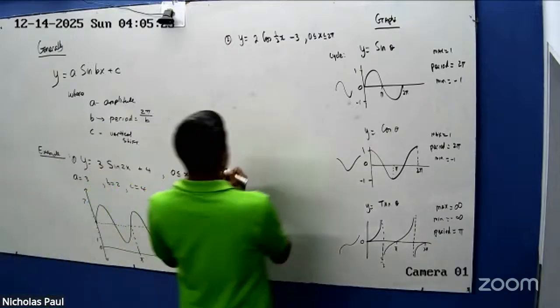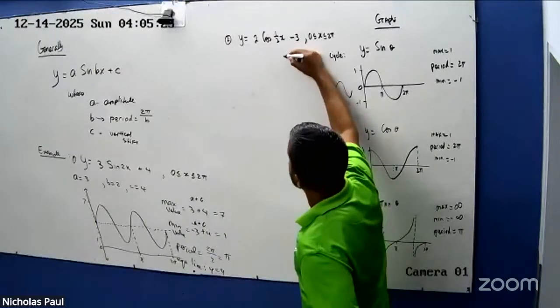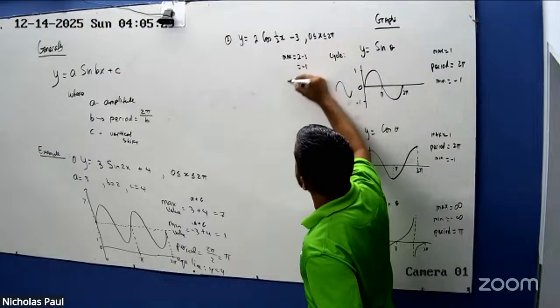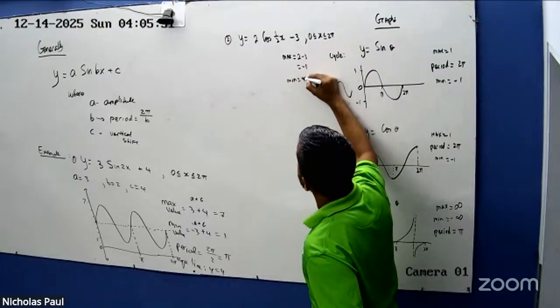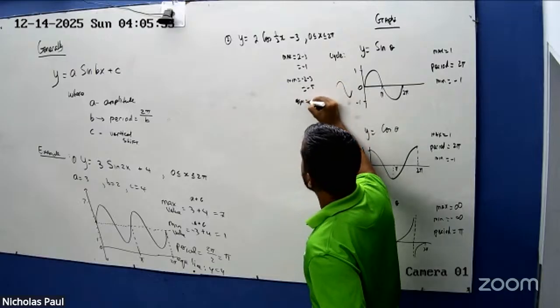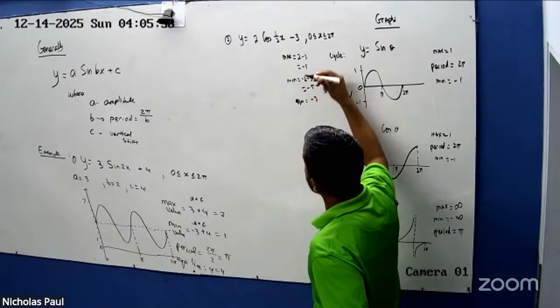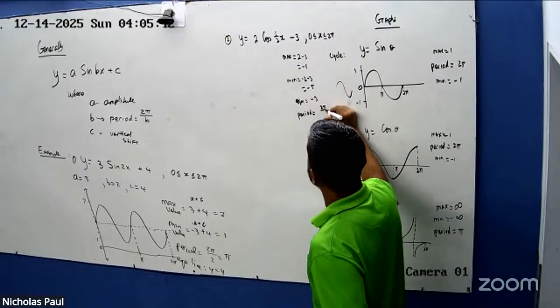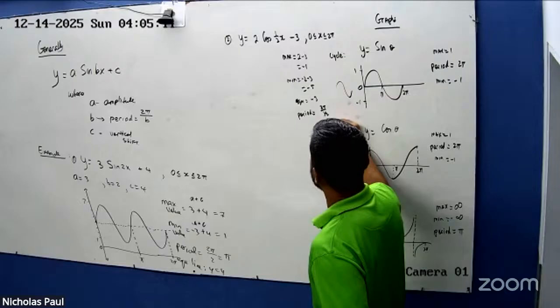Right, so you should have your maximum value. Your maximum is 2 minus 3, which is minus 1. Your minimum value is -2 minus 3. Your equilibrium line is -3, it went down. And your period is 2 pi over half, which is 4 pi.